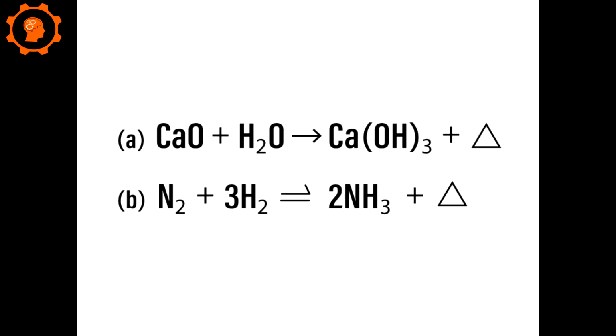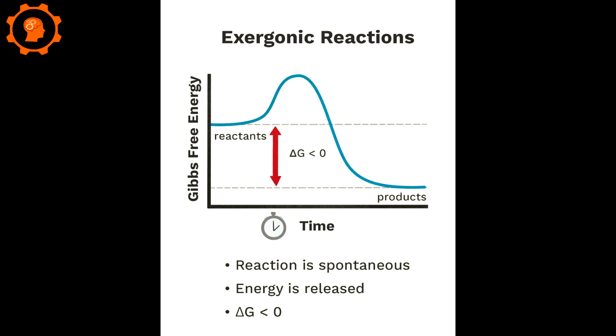In order to identify an exothermic reaction, you will always find a plus heat sign on the right side of the reaction or a minus heat sign on the left side of the reaction. But make sure that an exothermic reaction is different from an exergonic reaction, because in an exergonic reaction, delta G, the free energy change, is negative.